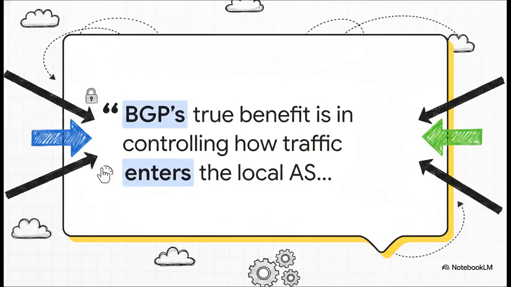There's a really fascinating myth out there about BGP. A lot of people just assume BGP is absolutely necessary anytime you need multiple connections to the internet for redundancy. But actually, fault tolerance for outbound traffic, that can be handled pretty easily by an interior protocol like OSPF. BGP's true superpower is in controlling how traffic enters the local AS. When you have multiple connections to external networks through different providers, BGP is what allows administrators to enforce strict routing policies on all that inbound traffic. It's a total game changer.